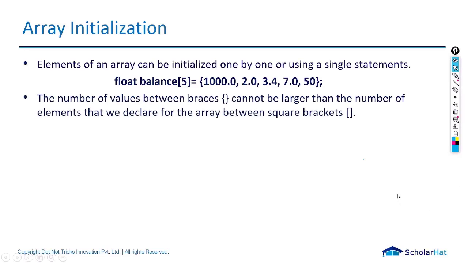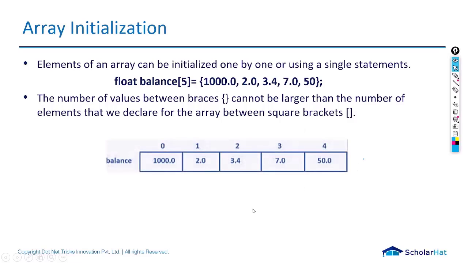So the number of values between braces cannot be larger than the number of elements that we declare for an array between square brackets. What this sentence means is, if you write 5, you cannot give 6 elements here. It means the size of the array is 5, and that is fixed, that cannot be changed.